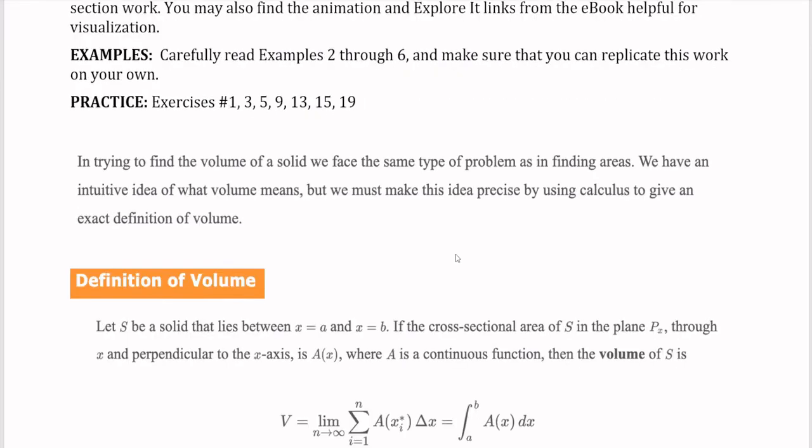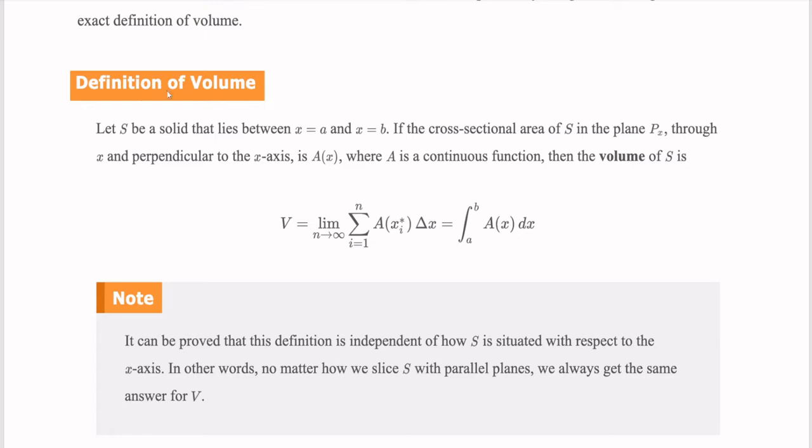So down here we have this first definition, the definition of volume, which maybe seems kind of technical if you read through this. So it says, let S be some solid. So you're just thinking like a three-dimensional, filled-in object, that lies between x equals a and x equals b, which is kind of like, what does that even mean? How do you lie between these two x values?